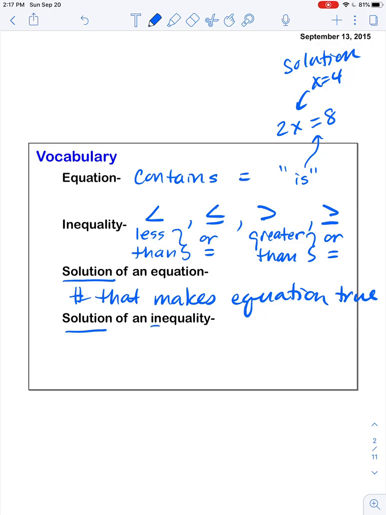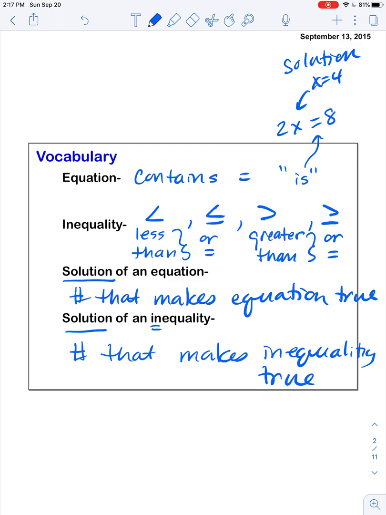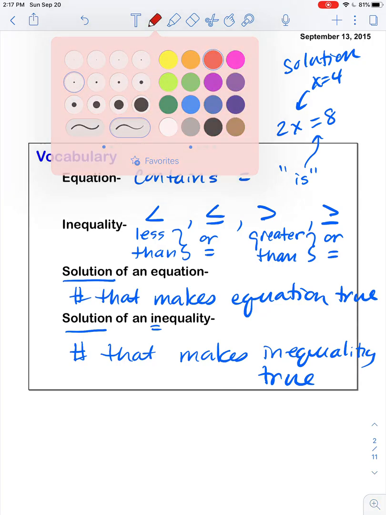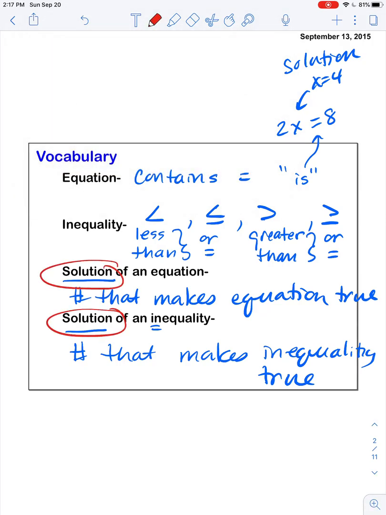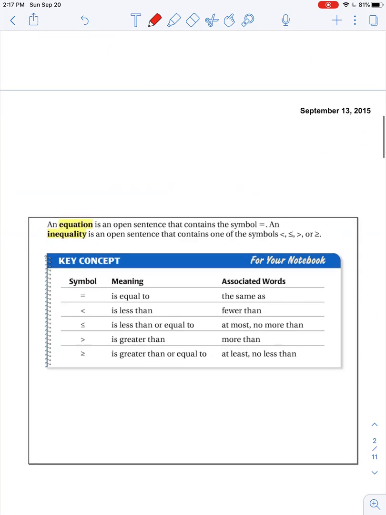Same thing here, the solution of an inequality is still going to be a number that makes the inequality true. So you're going to have to test that. You're going to plug the number in and you're going to see if it results in a true statement, then you call it a solution. If it does not, then it's not a solution.